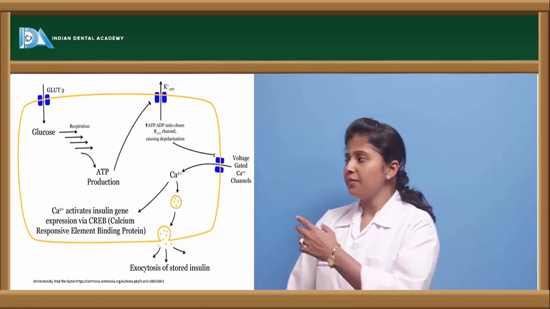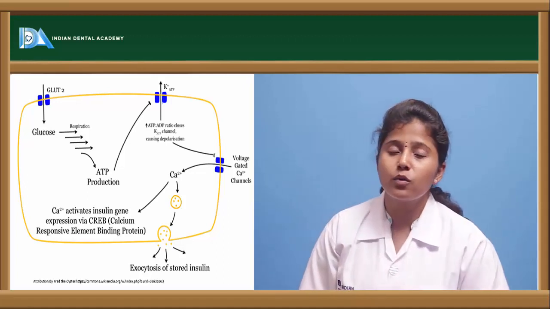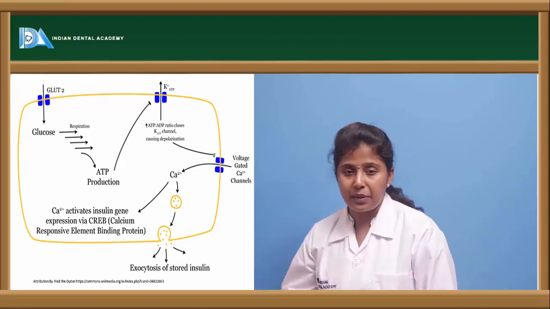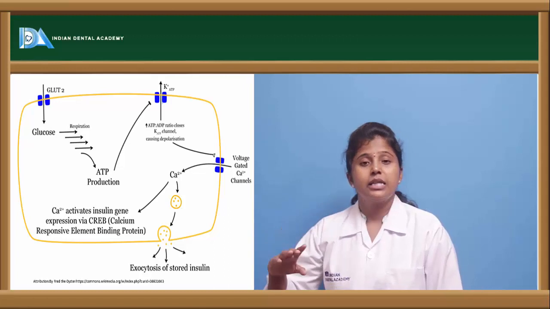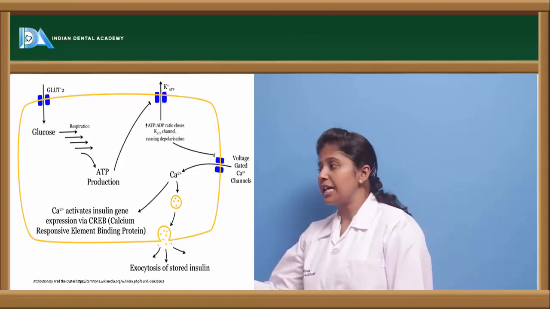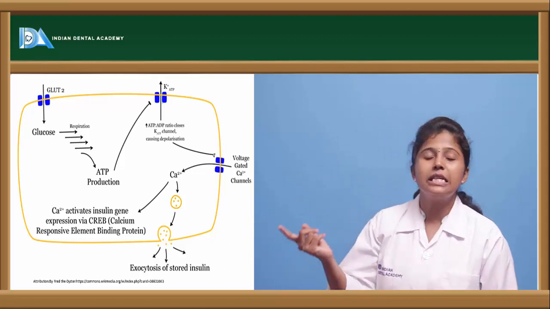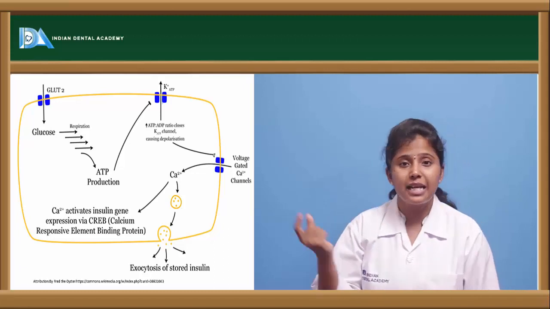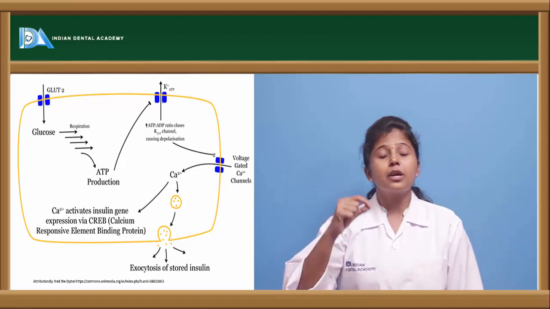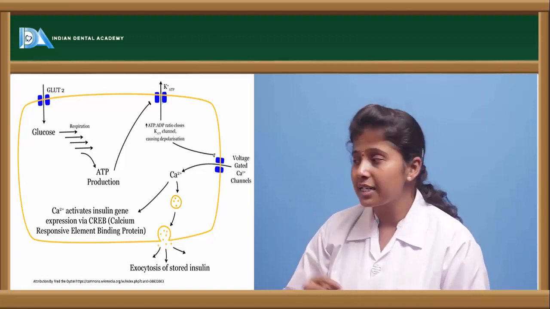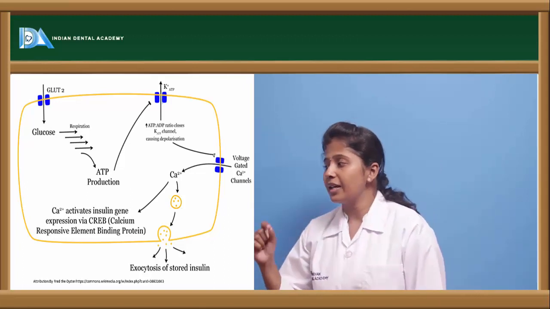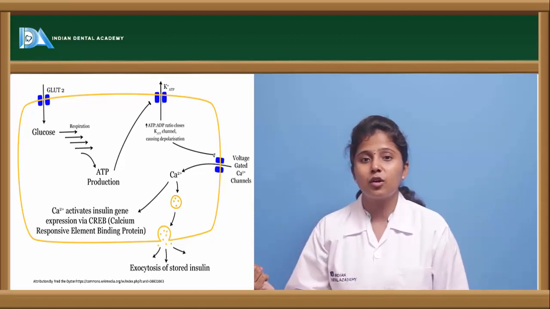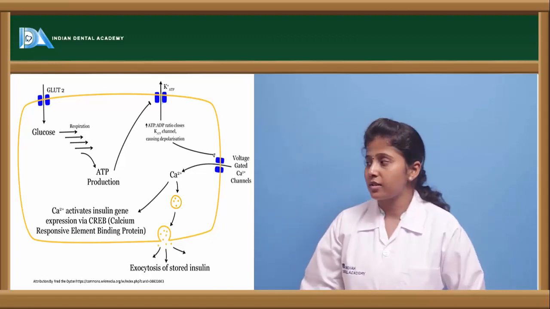Here is the mechanism where, through the GLUT2 as well as GLUT4 transporters, the glucose enters and is converted to ATP. So through glycolysis, the glucose is converted to ATP, that is energy, and this ATP is utilized for the depolarization of the cell, whereby the potassium ions exit out of the cell and thereby the calcium entry takes place. Because of the calcium entry, the insulin is secreted into the blood circulation by the process of exocytosis.